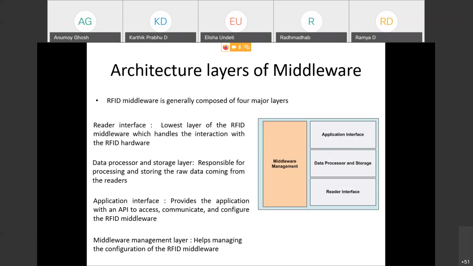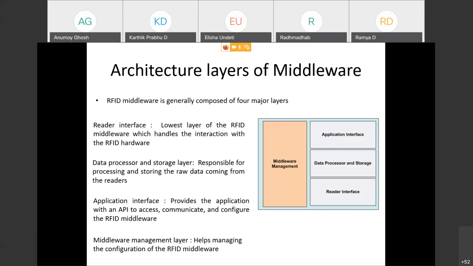Now you know, because as the name suggests, the reader interface means it is taking the data from the reader. So that is what the reader interface is. It is the lowest layer because the data is first accessed by the middleware from the reader, and that is why this is the lowest level.